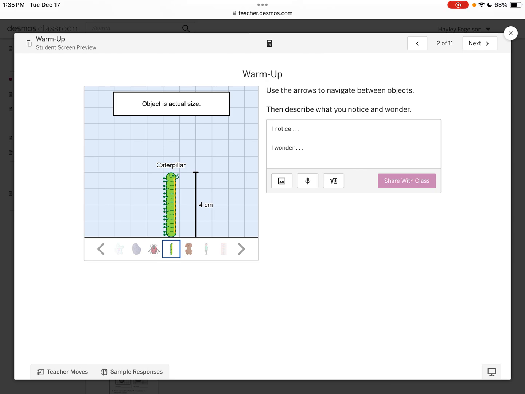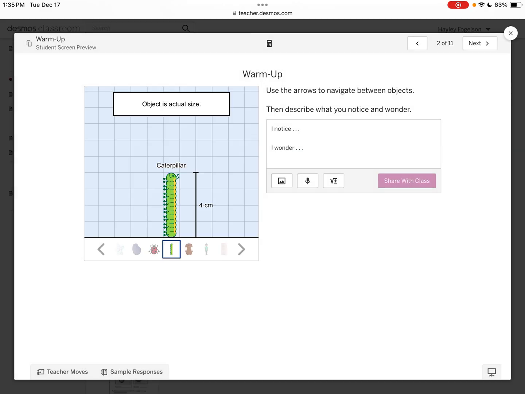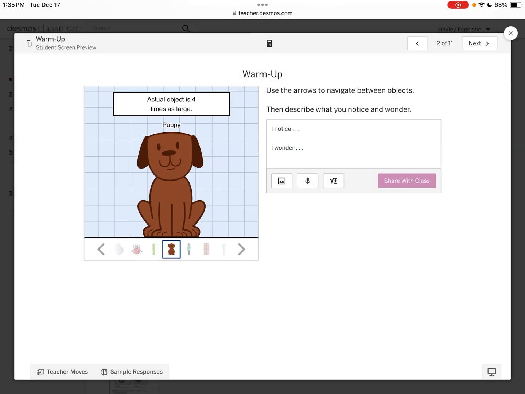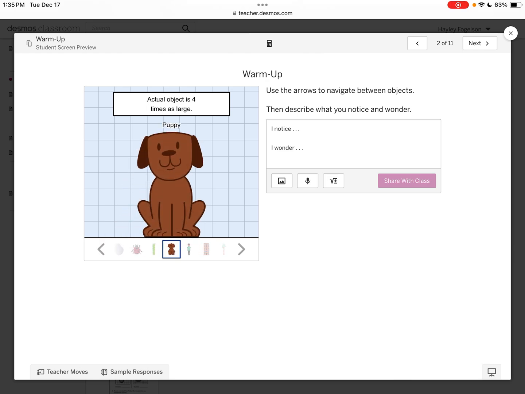Our warm-up says use the arrows to navigate between objects, then describe what you notice and wonder. So if we take a look, our caterpillar is 4 centimeters, and we can tell that because that is how many boxes we have. Okay, let's take a look at our puppy. Our puppy now is 4 times as large. Moving to our world's tallest tree, it is 2,000 times as large. Our person is 36 times as large.